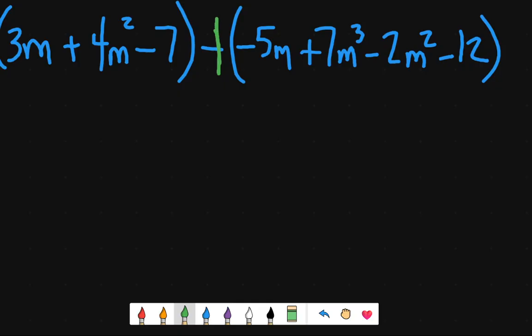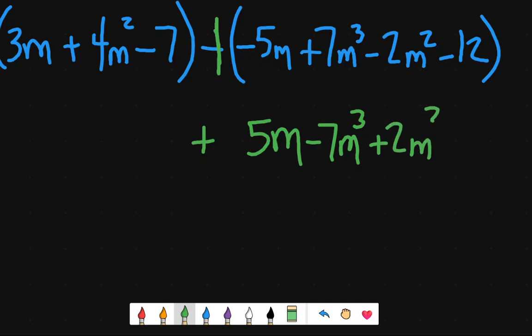So when you multiply a negative times a negative, of course, we should know that it changes to a positive. So this becomes a positive 5m to the first power. A negative times a positive is a negative. So we get a 7m to the third power. Negative times a negative is positive. So we get a positive 2m to the second power. And a negative times a negative is going to give us a positive again. So we'll get plus 12.